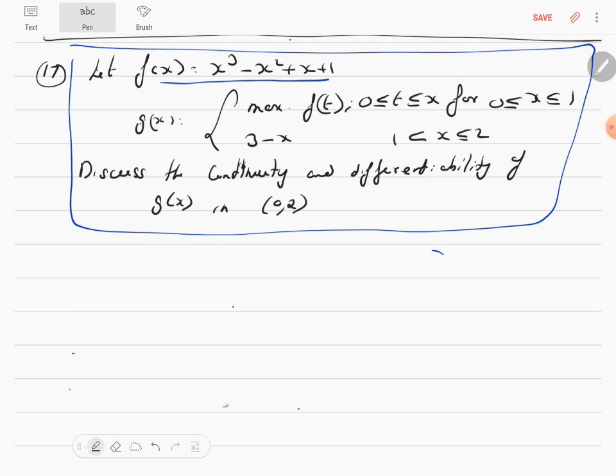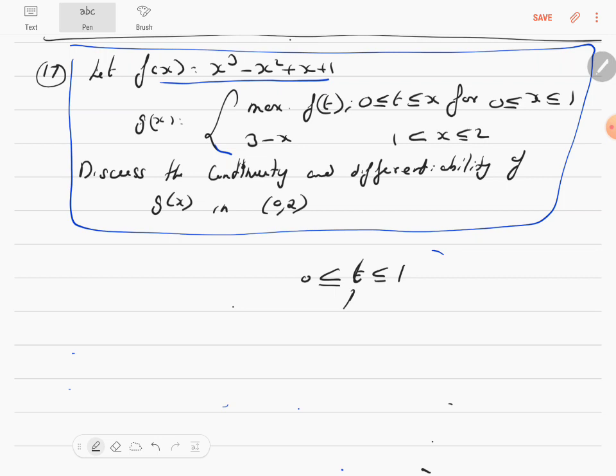But having said that, the given question is about g of x, which is the maximum value of f of t, where t lies between 0 and x, where x lies between 0 and 1. So t also will obviously lie between 0 and 1. In that case, it will be the maximum value of t. Whatever t is, you have to substitute that in the question.